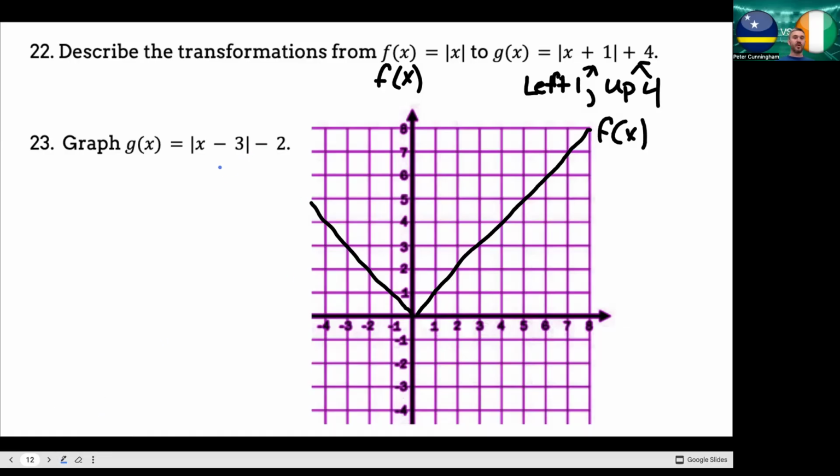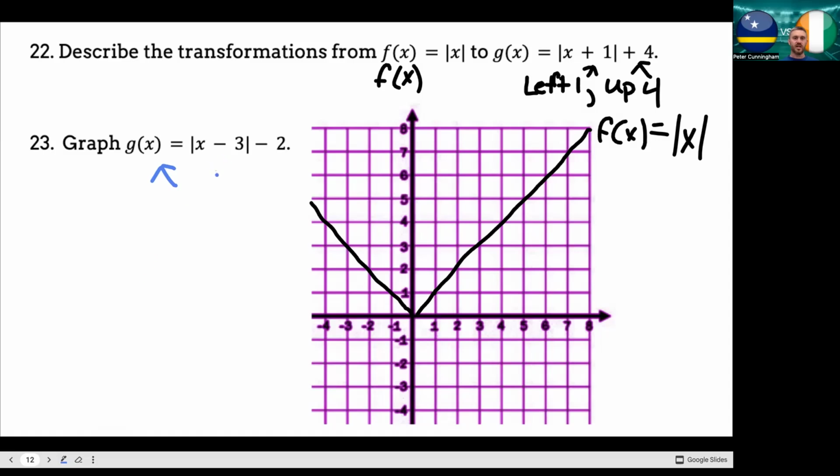Okay, so now I'm going to graph this next one as g of x, like the paper says to do. Again, we're comparing it to your regular absolute value function. So your regular absolute value function, again, your absolute value of x, that's what it looks like.